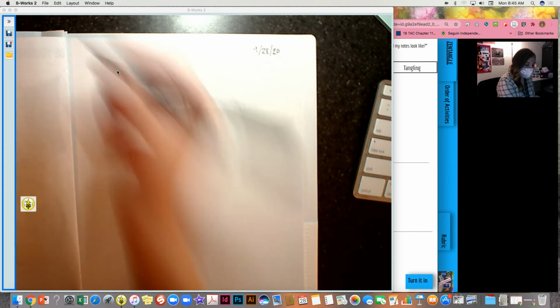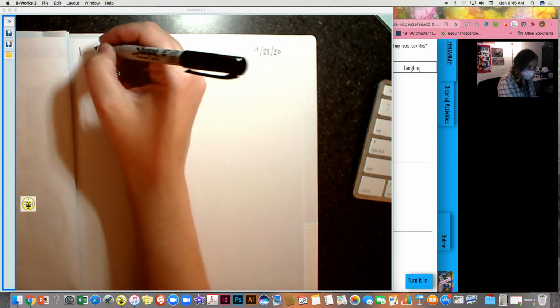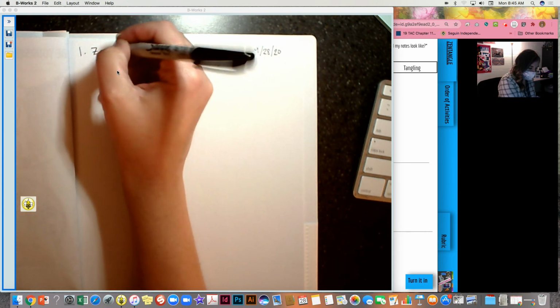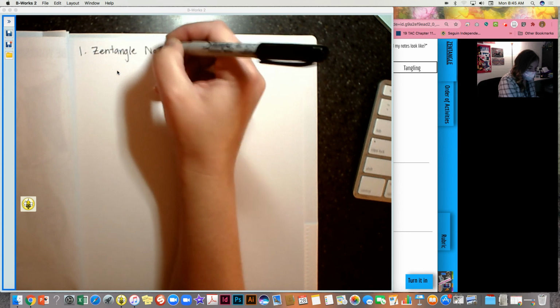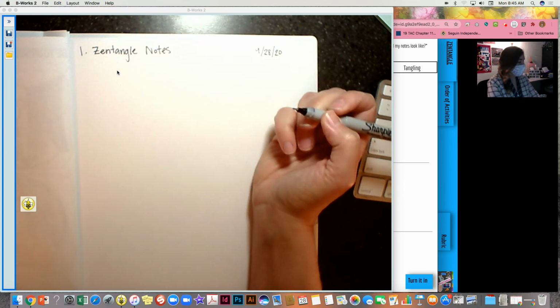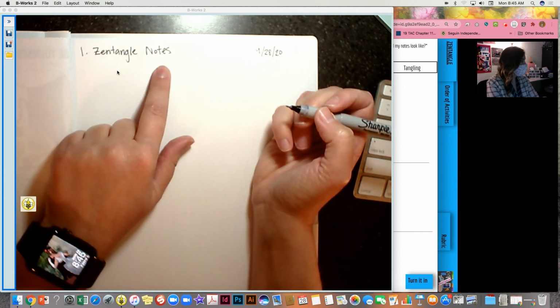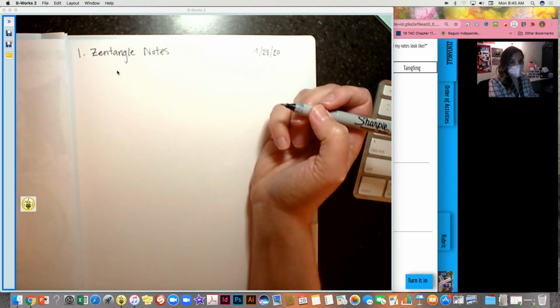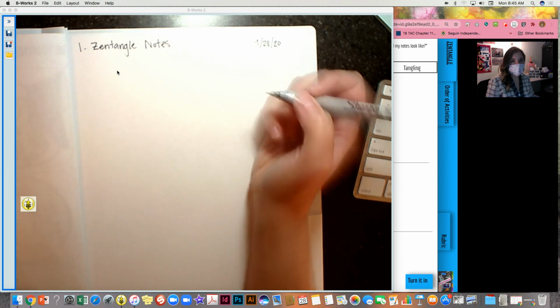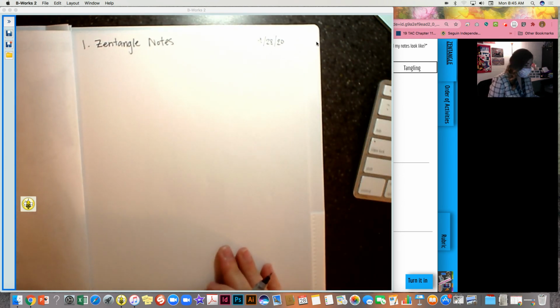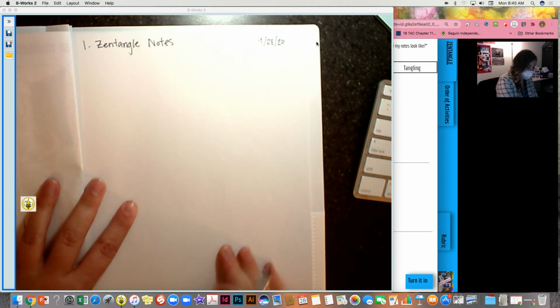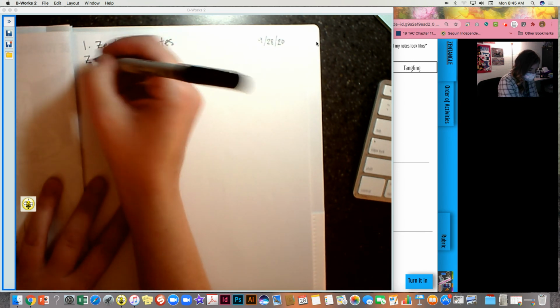Okay, and then at the top, you'll put one Zentangle Notes. This way, when you go to upload this onto Google Classroom, you can find this title, one Zentangle Notes, and you know to upload it there. Okay, so we have a few definitions that we're going to take. And the first one is Zentangle.